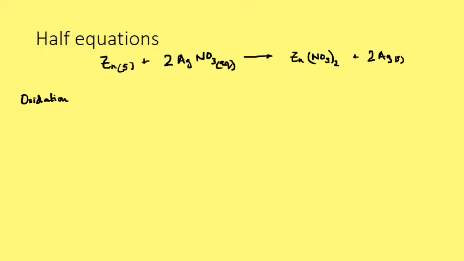So zinc is losing its electrons. You've got the zinc metal, and it is turning into zinc ions, which are 2+ ions, and they've given up their 2 electrons. That's the oxidation part of the reaction, and the reduction part involves the silver. Silver's being displaced.